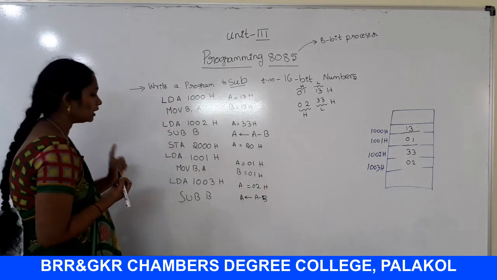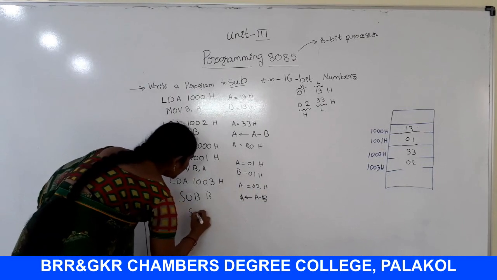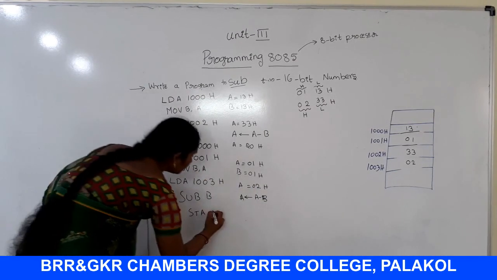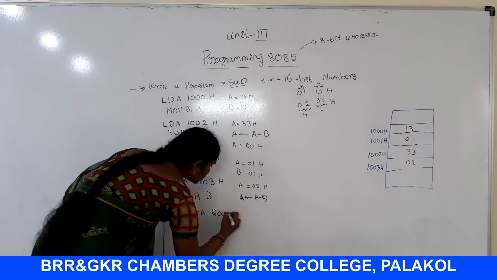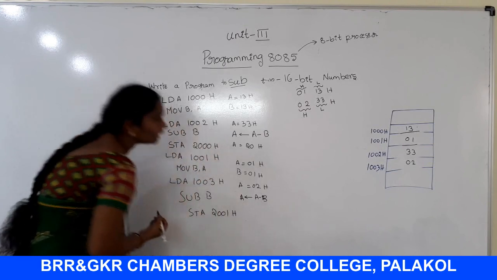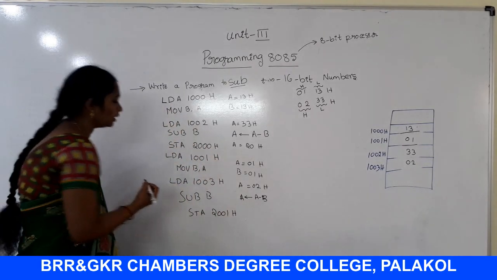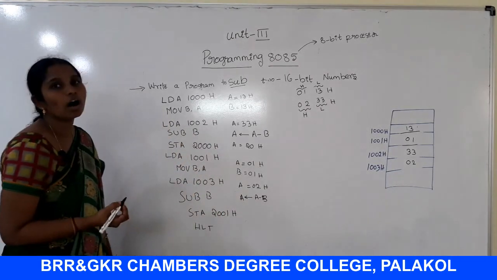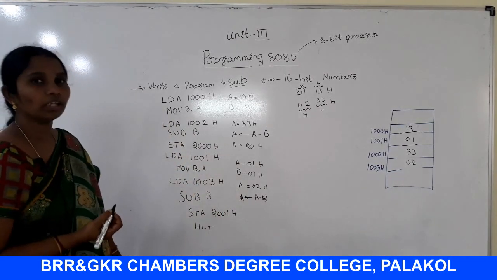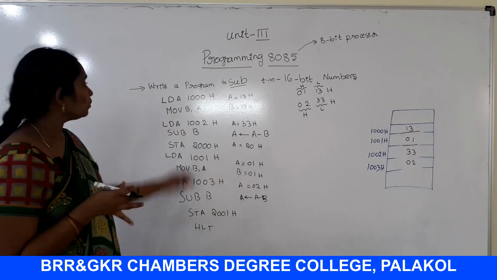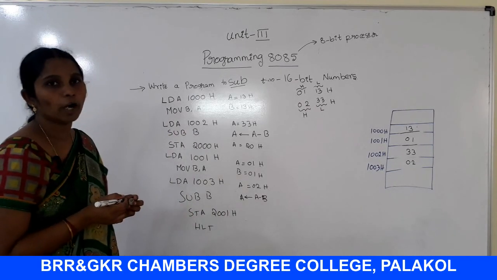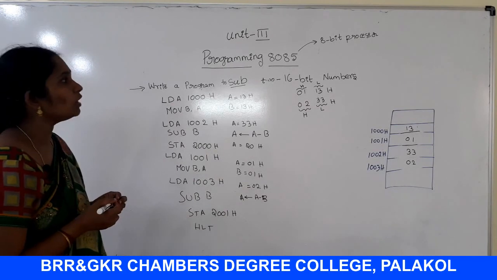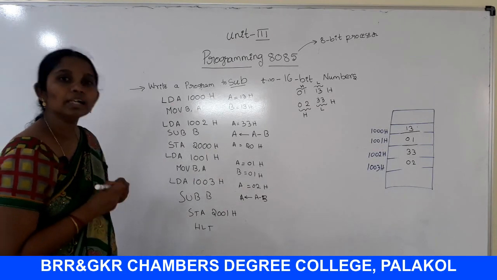This 01 is stored using STA, and I will assign the address location 2001H here. After writing the program we have to use another instruction, that is HLT. The meaning of this instruction is that we have to stop the program. Okay, so this is about subtraction of two 16-bit numbers.